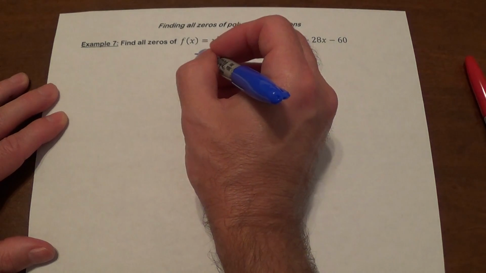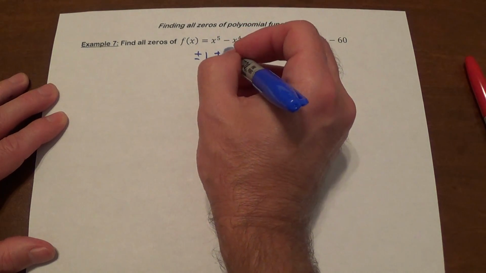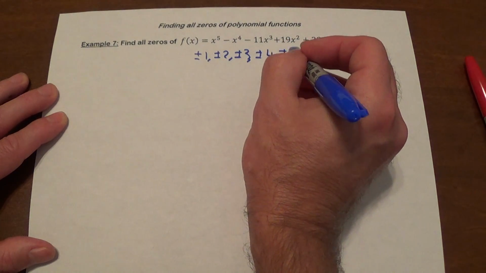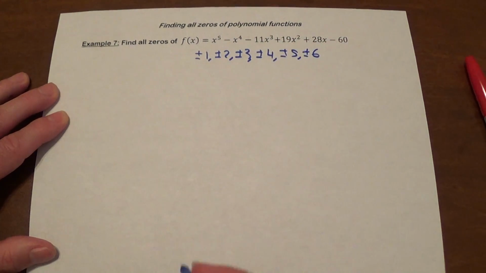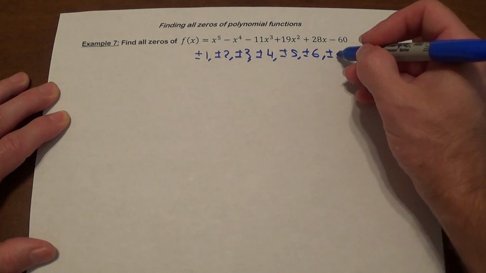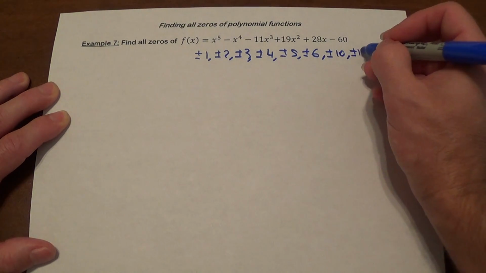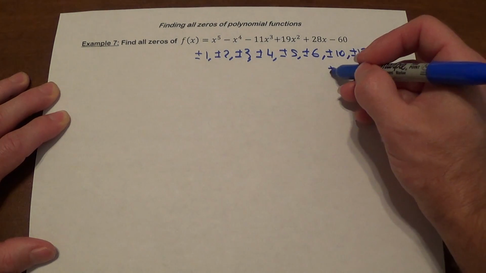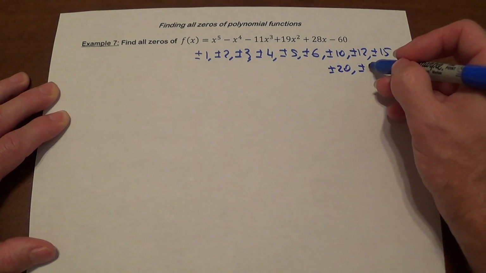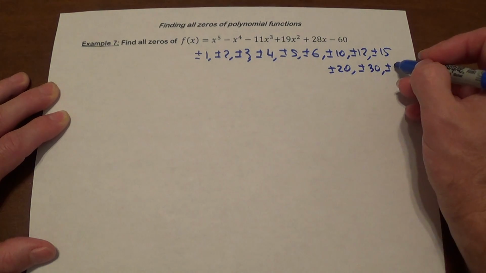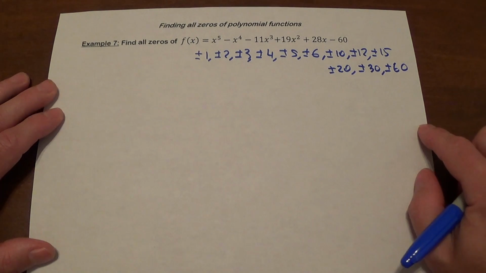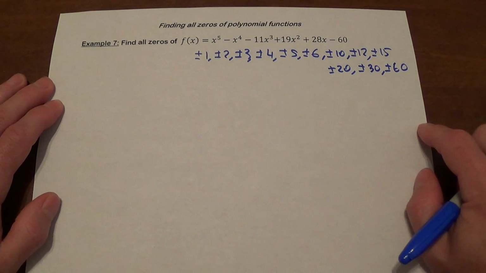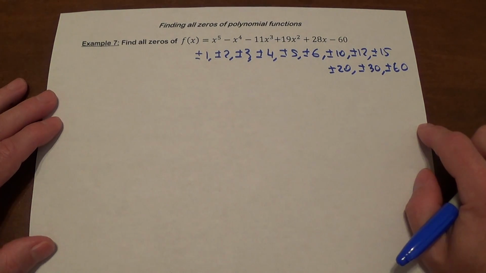But our list of possible rational zeros is plus minus 1, plus minus 2, plus minus 3, plus minus 4, plus minus 5, plus minus 6, plus minus 10, plus minus 12, plus minus 15, plus minus 20, plus minus 30, and plus minus 60. This is a complete list of possible rational zeros here. Again, I'll save you the trouble of searching through that.